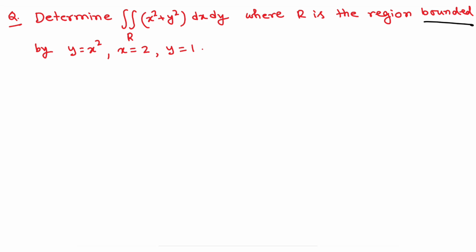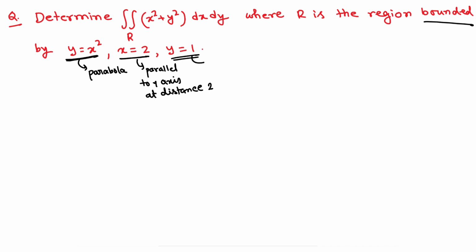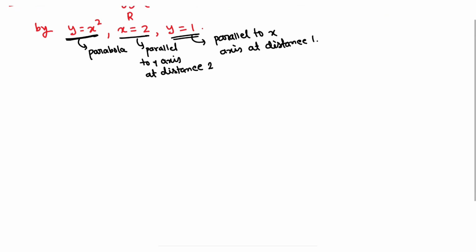Okay, what is the equation? Y equals x square, obviously a parabola above x axis. X equals 2, that means a straight line parallel to y axis at distance 2, and y equals 1, that means parallel to x axis at distance 1. Okay, so let's draw the figure.